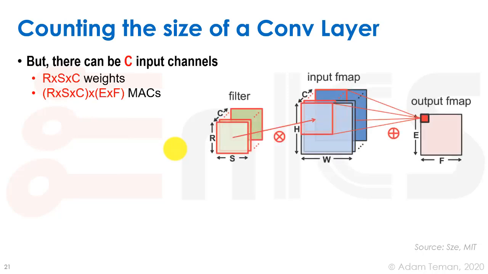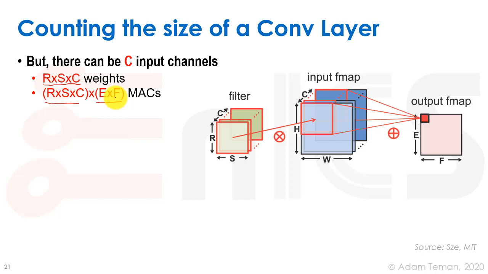However, we usually have more than 1 input channel. So let's say we have C input channels. So instead of R by S weights, we have R by S by C weights. So if we have E times F outputs, what we're going to have is this R by S times C times this E by F number of MACs.